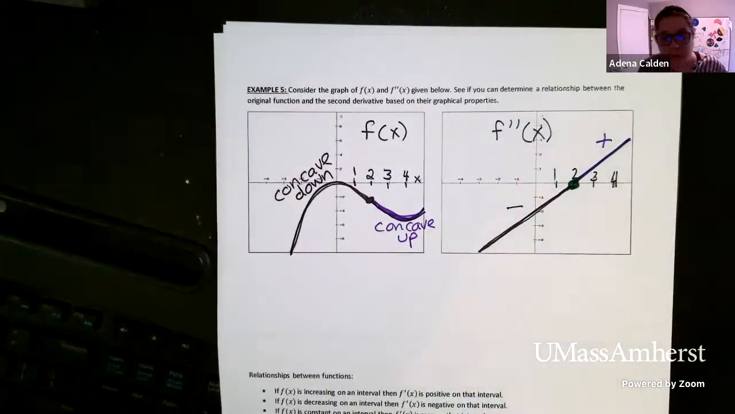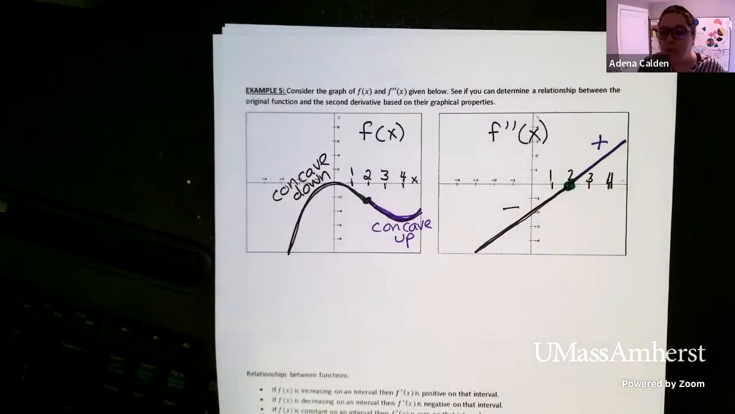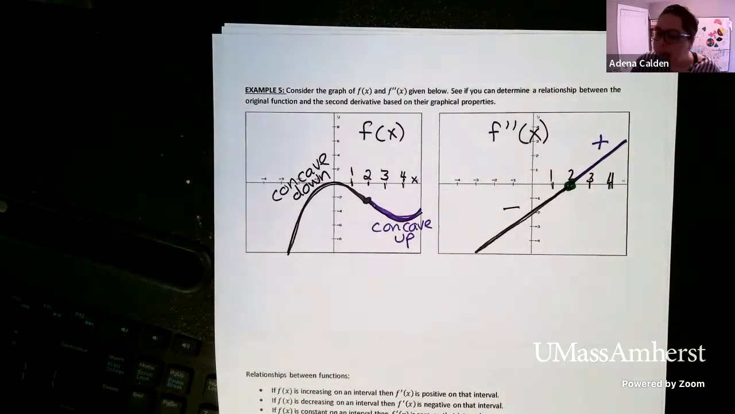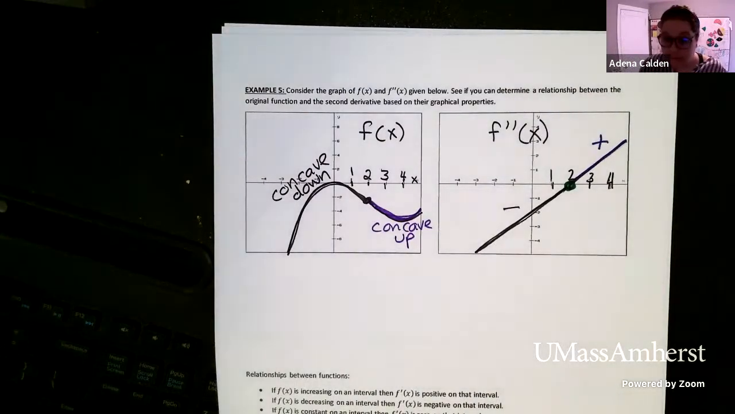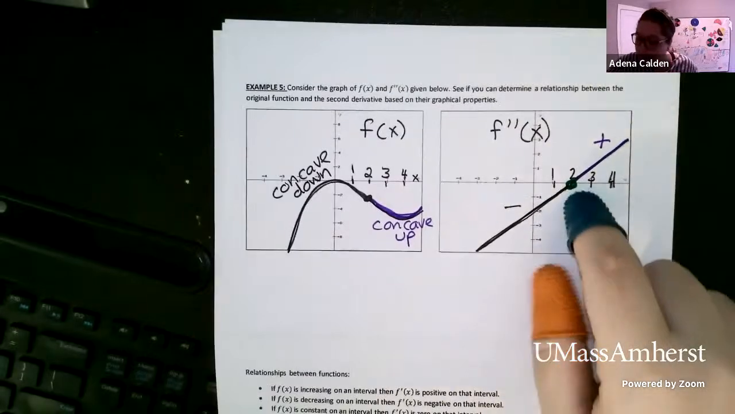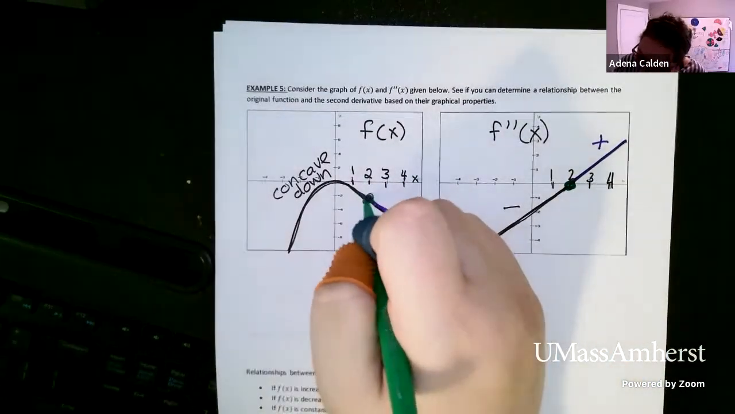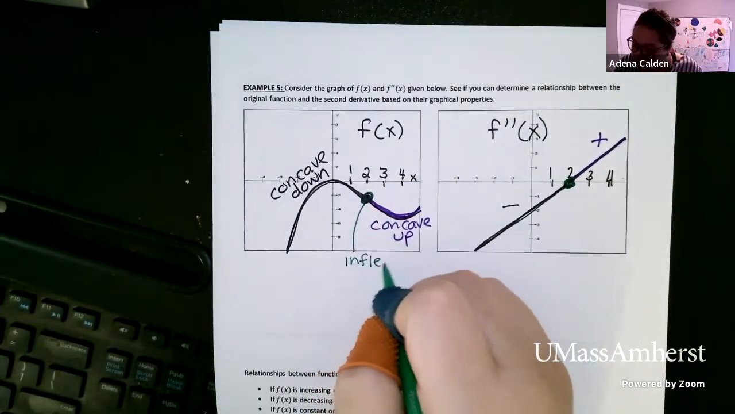So the relationship between the original function and the second derivative has to do with the concavity of the original function being linked to the sign of the second derivative, okay? And so right here at 2, this point where the second derivative is 0, and this point where we change concavity, this is called an inflection point.